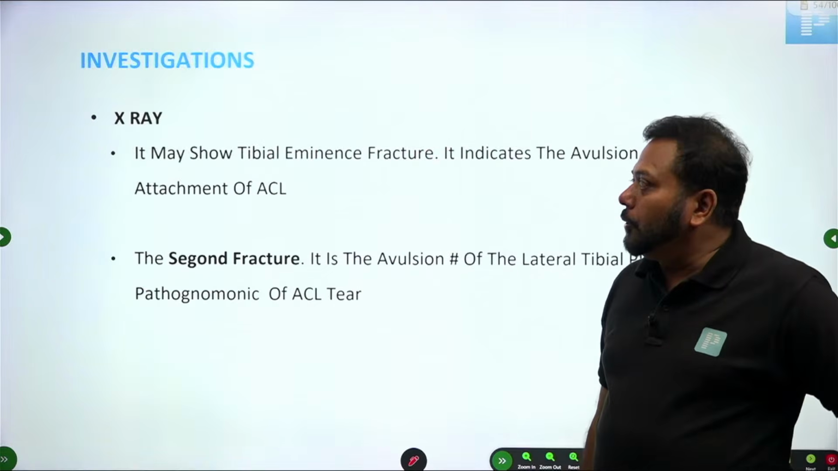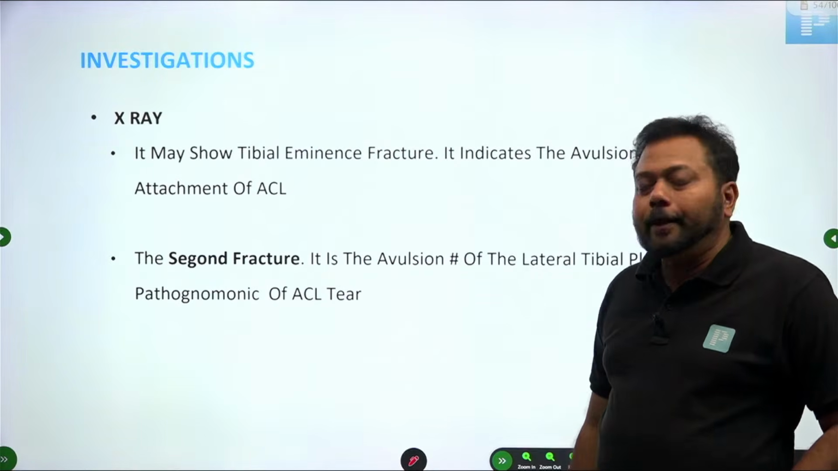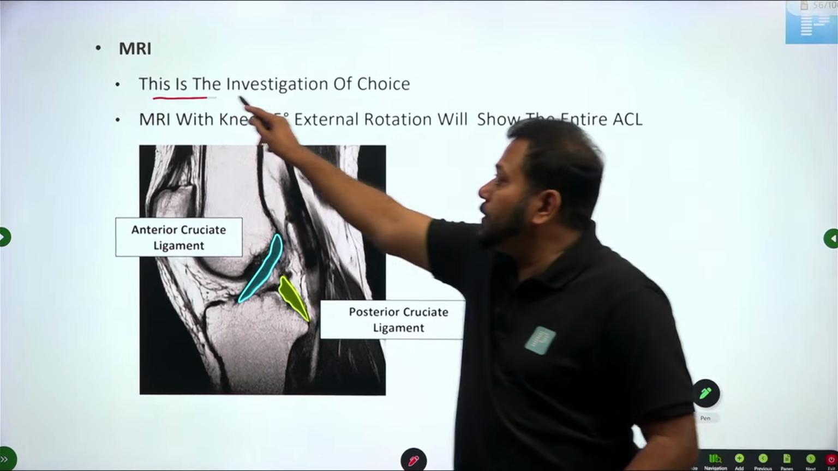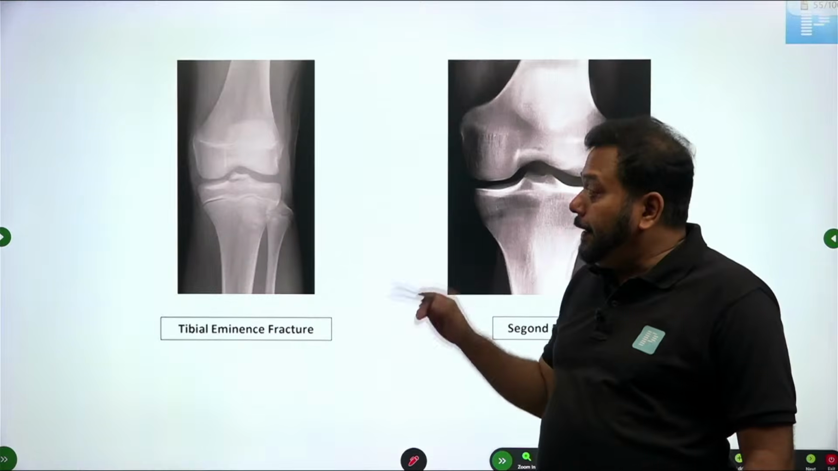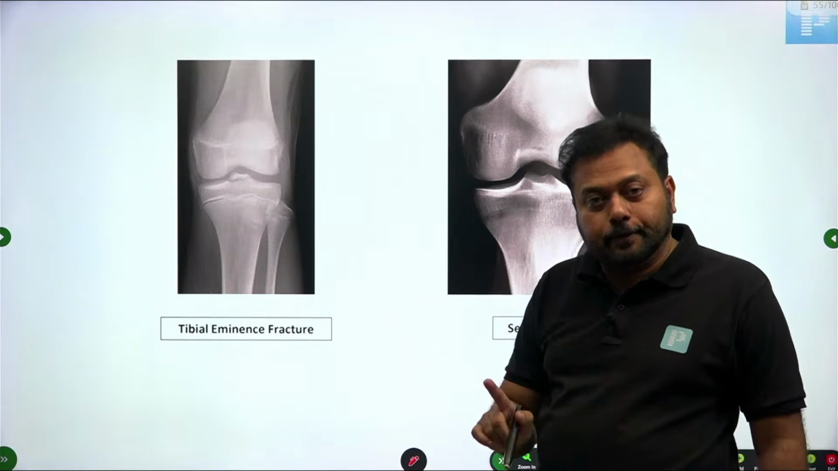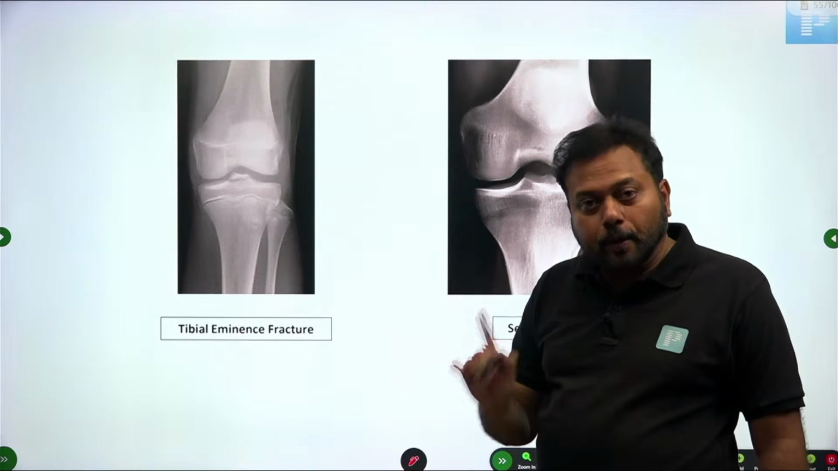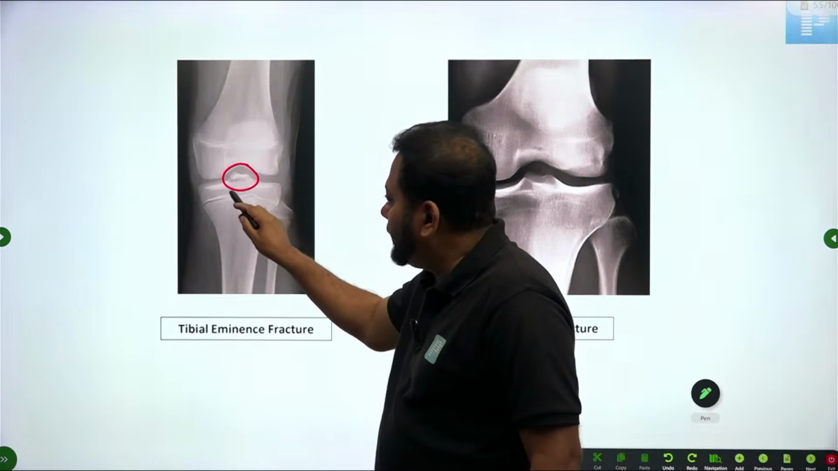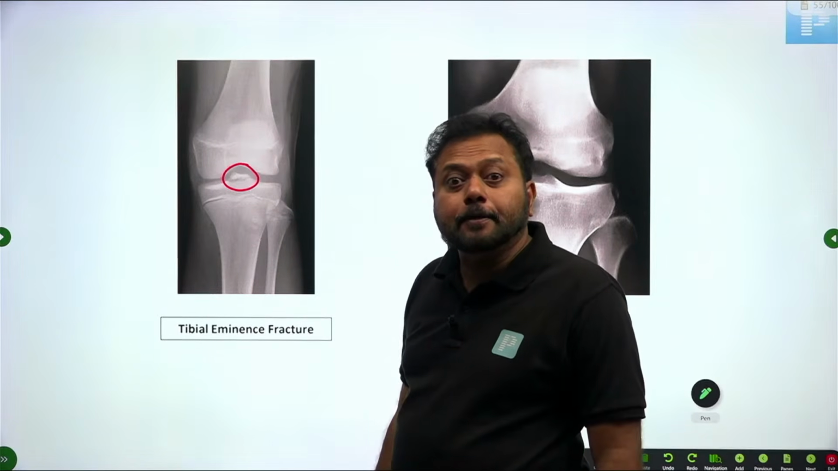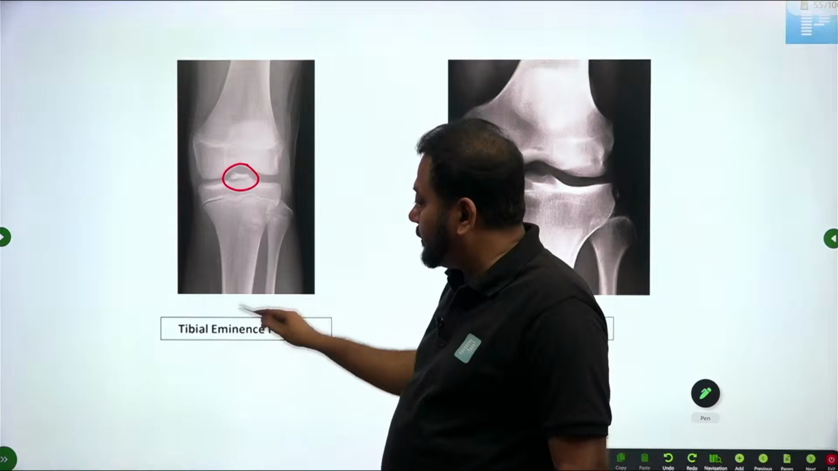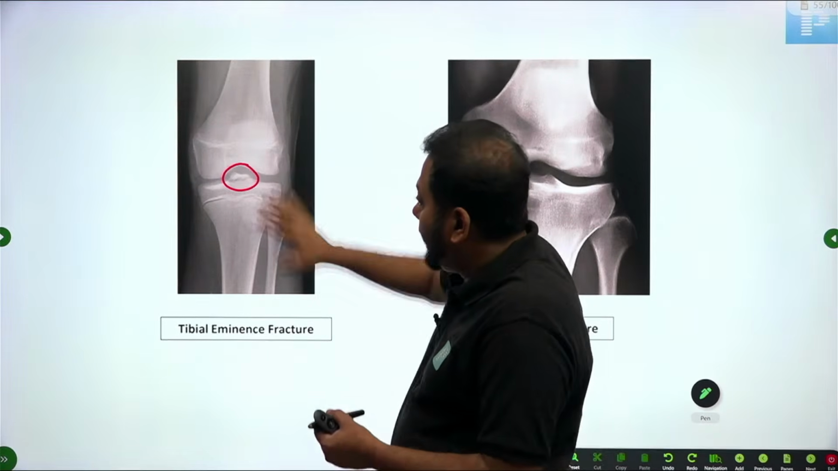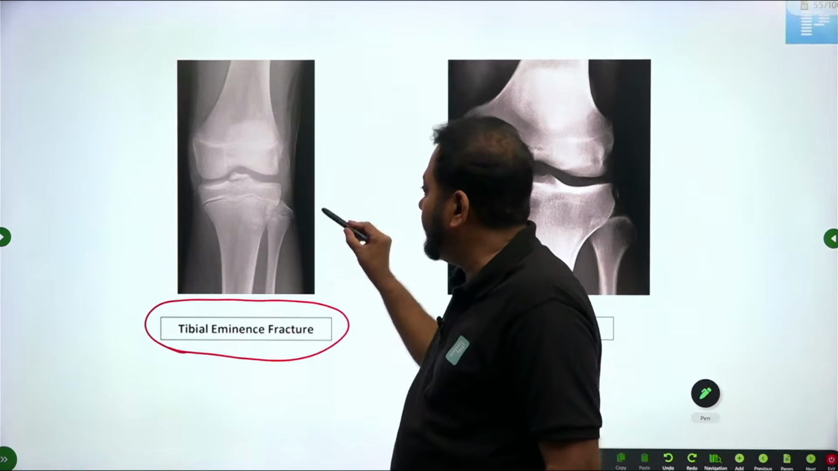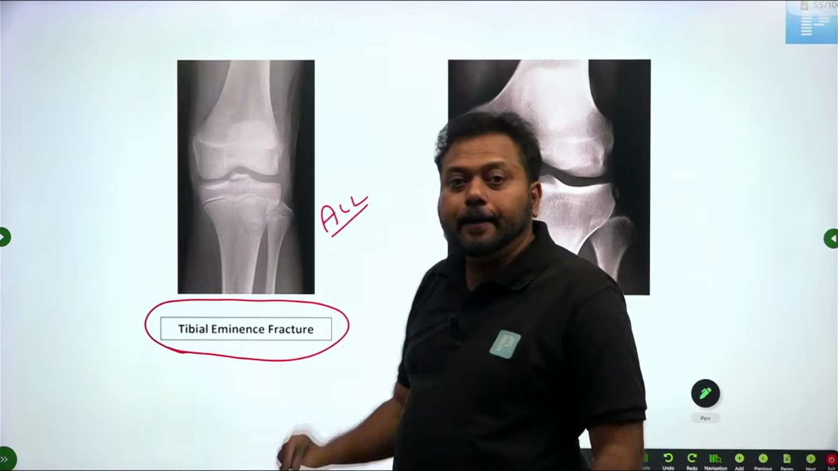Coming to investigation, we all know that the investigation of choice for cruciate ligament is MRI. In X-ray, this was asked once in image based questions. You see here, there is avulsion of the tibial spine, the spinous process of the tibia, a tibial eminence fracture. You zoom and see. This is a radiological sign of ACL injury.